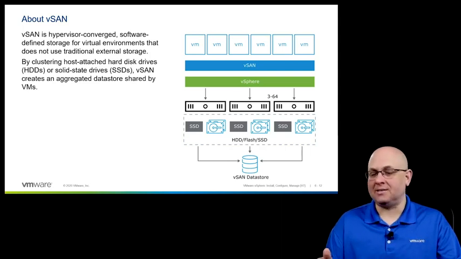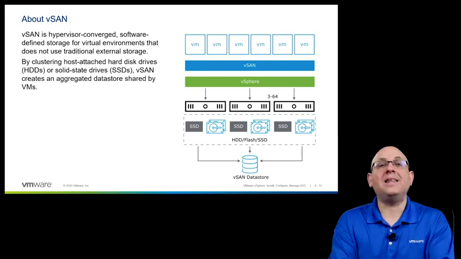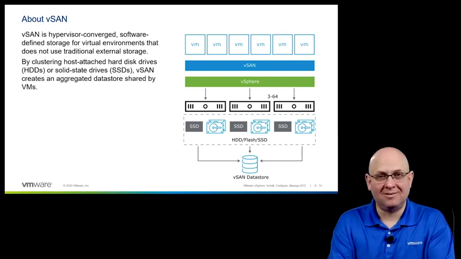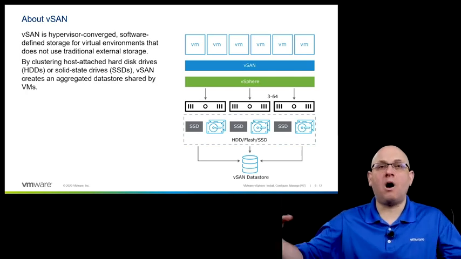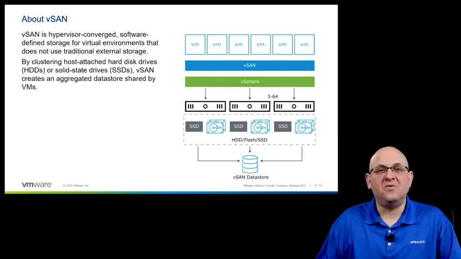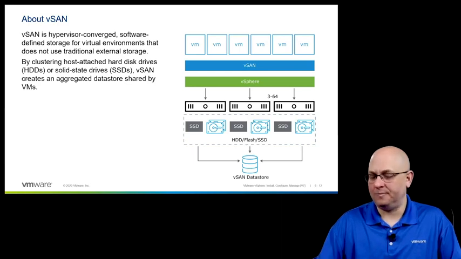Okay, so you're going to place at least one caching device and at least one capacity device in each of these ESXi hosts. We'll connect them with VMkernel ports over a network, and that will create one very large aggregated vSAN data store for us.